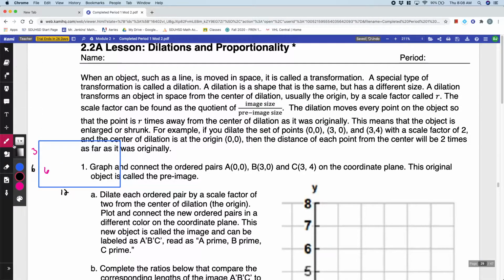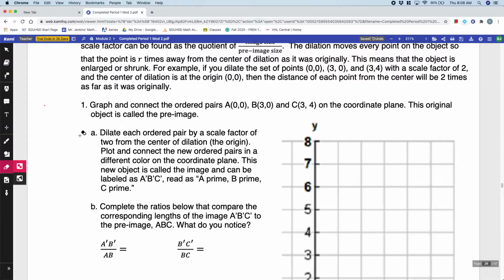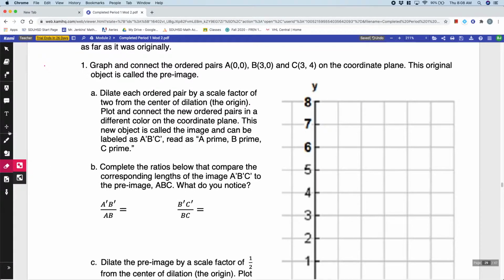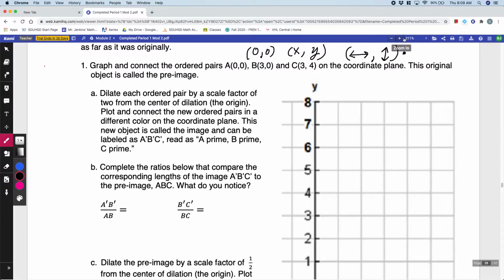So let me go ahead and erase this so we can jump back here, clear things up just a little bit, okay? It says graph the connected ordered pairs (0, 0), (3, 0), and (3, 4) in the coordinate plane. So here's the coordinate plane. As a reminder, when you have one of these, this is (0, 0), and it always goes x, y. Really quickly, the x value tells you how much you go left and right, and your y tells you how much you go up and down. Then you put the point down on that one value, okay?